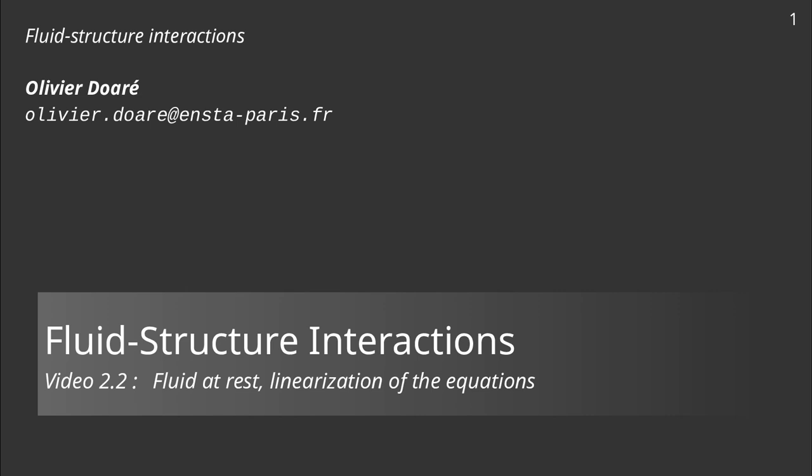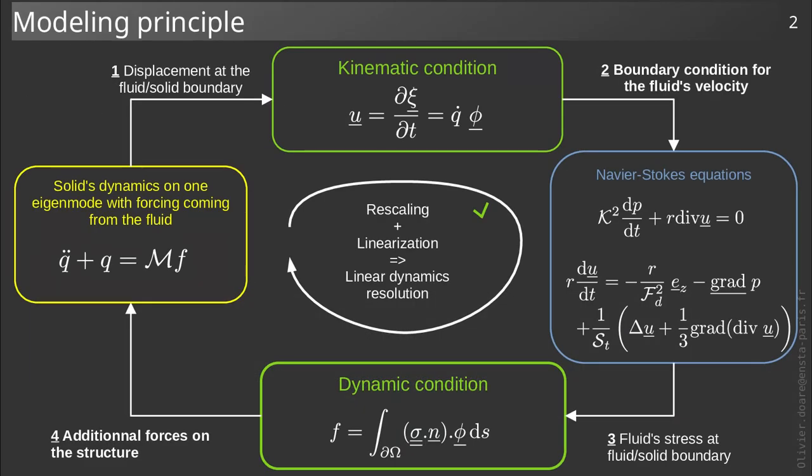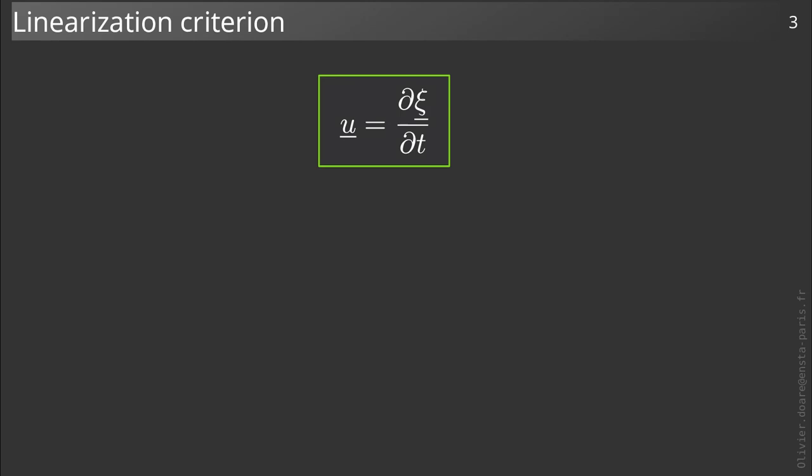In this video, we move forward on our fluid structure interaction problem at rest by linearizing the equations for small oscillations. We have previously scaled the set of equations in the problem. This is our starting point for this work. The first question to ask is, under what conditions can we linearize the equations? It is a kinematic condition that will provide us with a criterion.